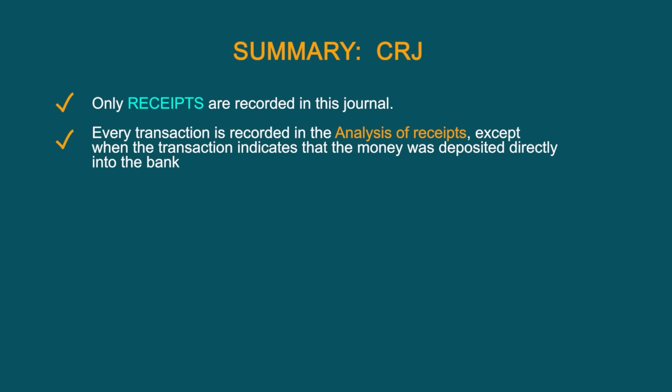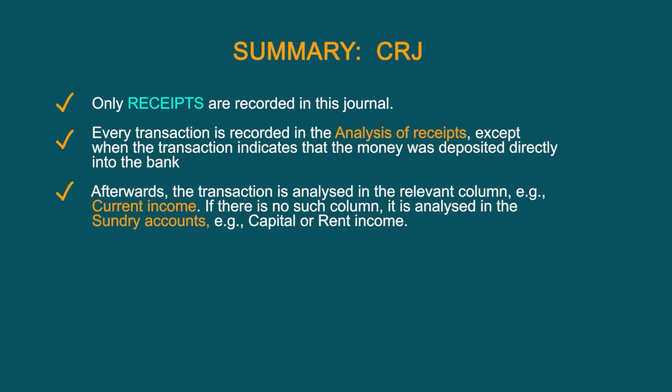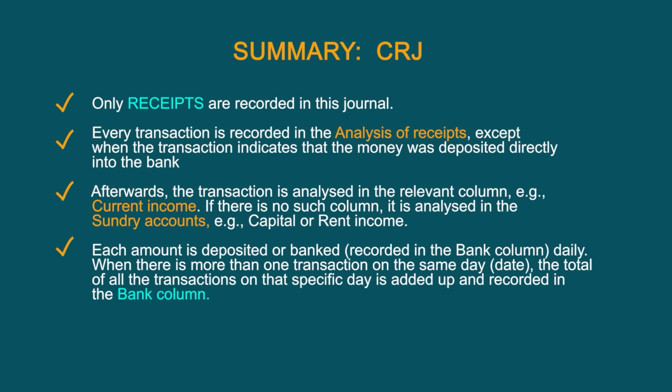Let's go. Only receipts are recorded in this journal. Every transaction is recorded in the analysis of receipts, except when the transaction indicates that the money was deposited directly into the bank. Afterwards, the transaction is analyzed in the relevant column, example, current income. If there is no such column, it is analyzed in the sundry accounts, example, capital or rent income. Each amount is deposited or banked or recorded in the bank column daily.